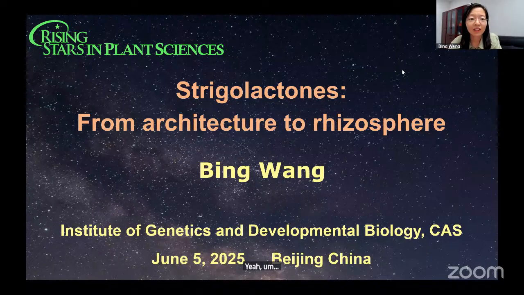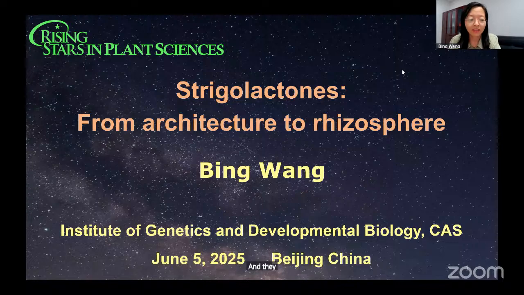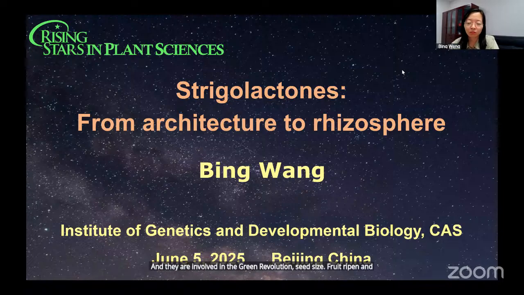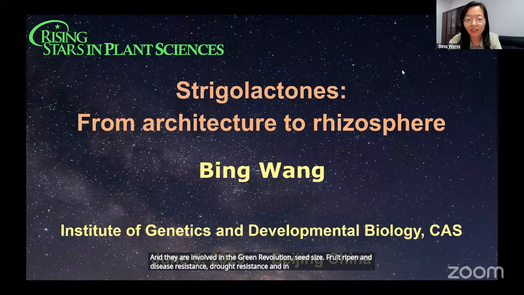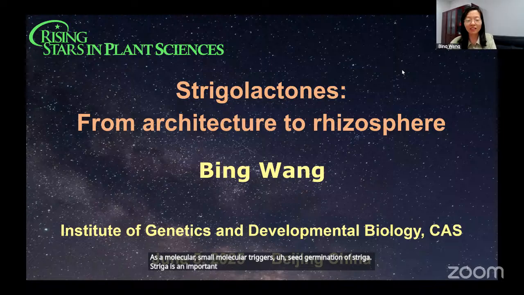As we all know, plant hormones are important for crop yield and stress tolerance. There are 10 groups of plant hormones, and they are involved in the green revolution, seed size, fruit ripening, disease resistance, drought resistance, and insect resistance. And how about strigolactone? It was initially discovered as a small molecule that triggers the seed germination of Striga. Striga is an important devastating disease in the world.